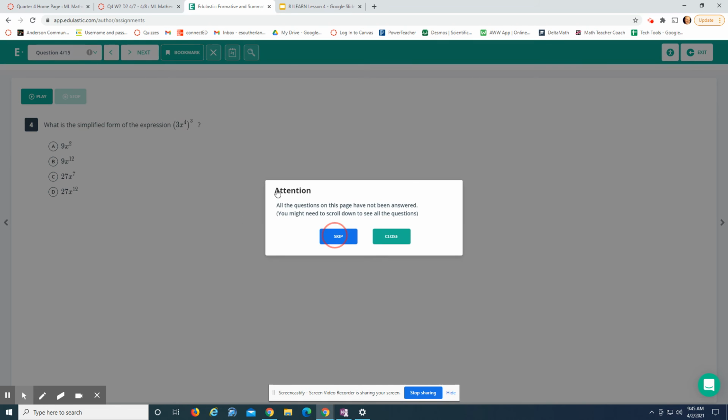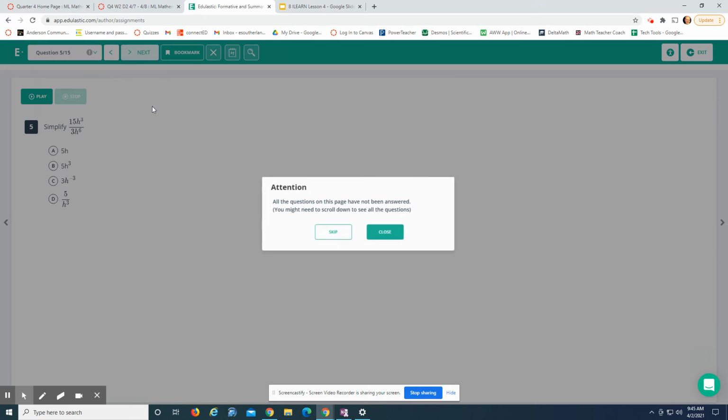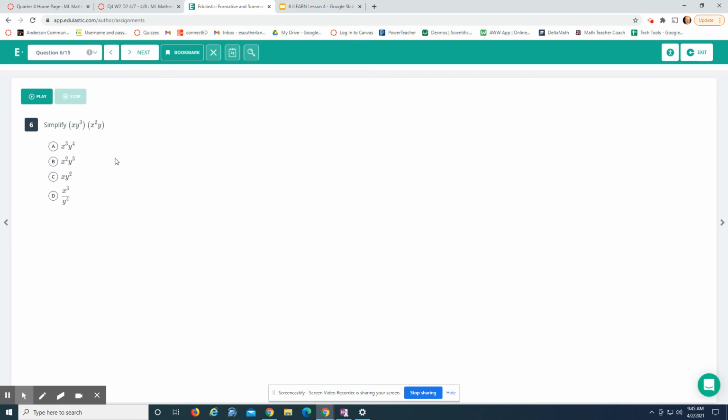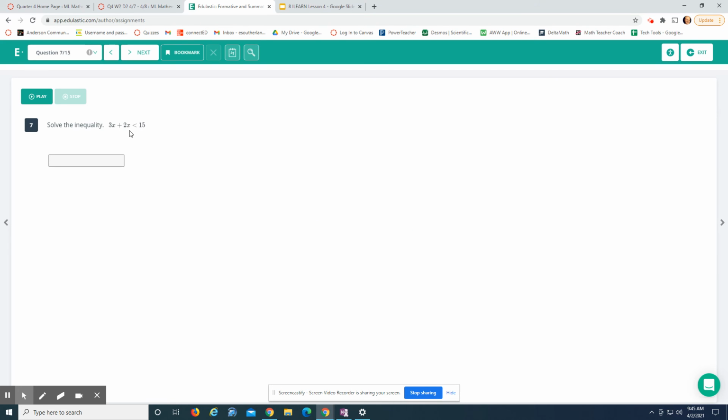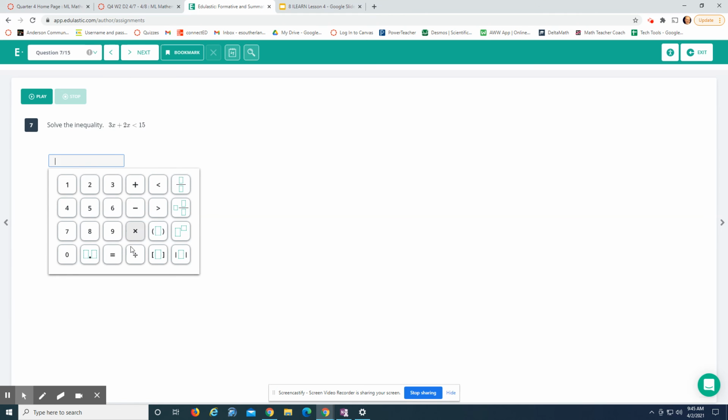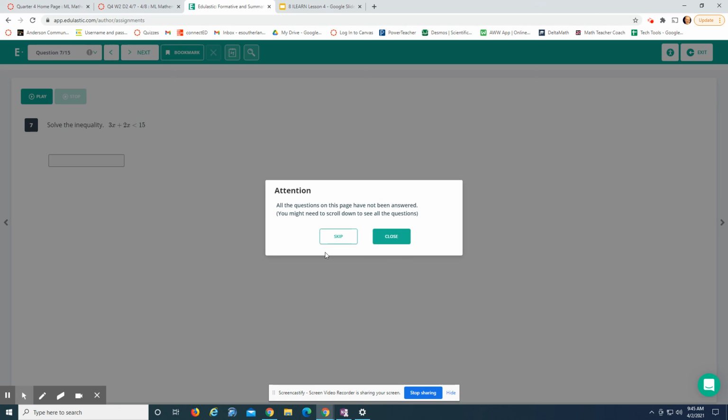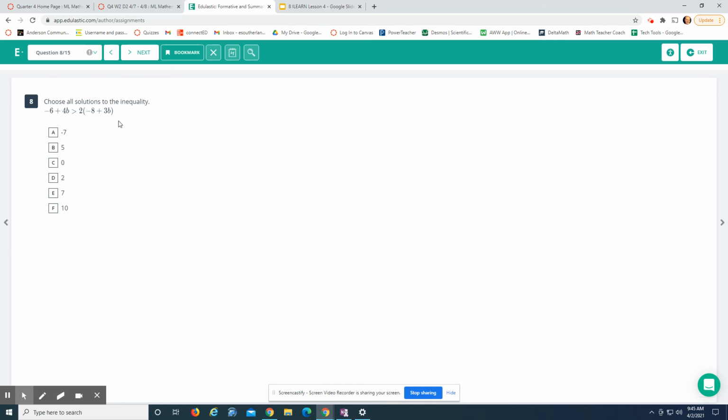Same thing here. And then this one is an inequality. You're just going to solve it. Notice how it gives you the inequality signs and stuff. So take your time there. And then this is the same thing. You're going to solve the inequality.